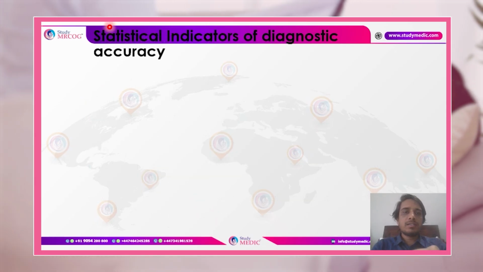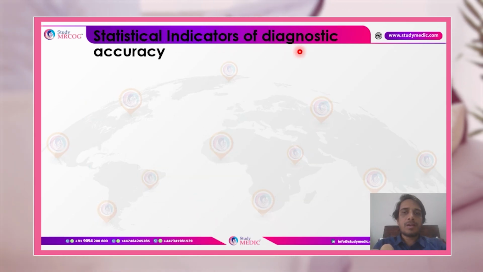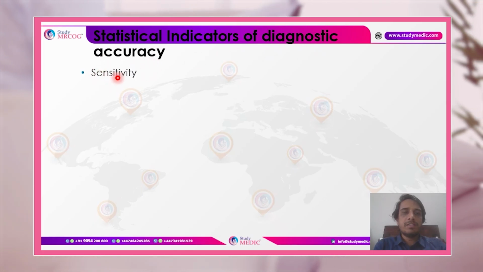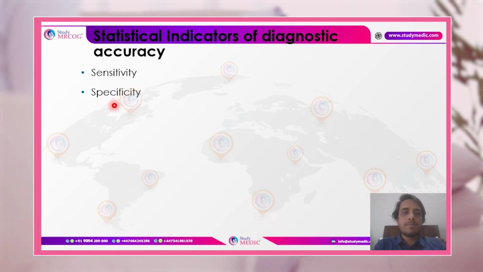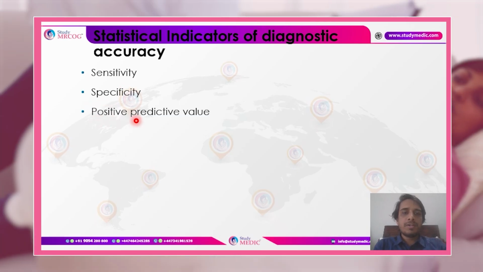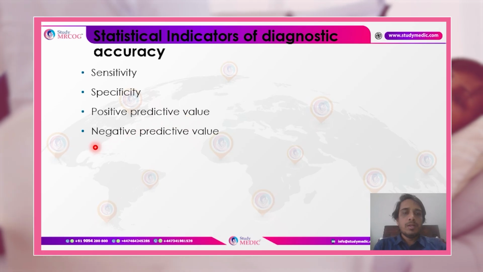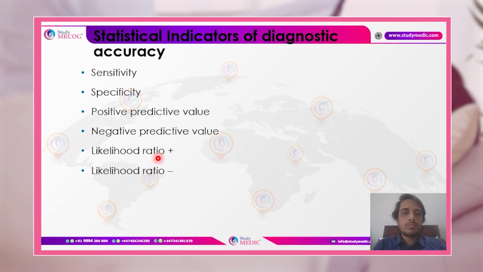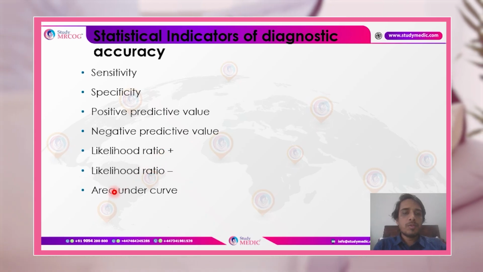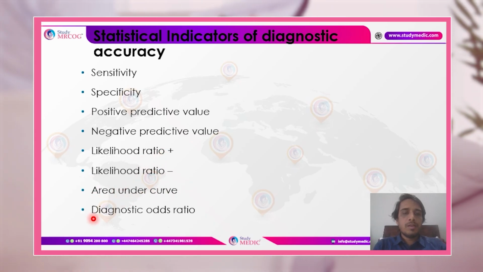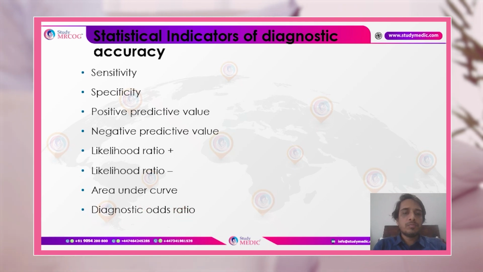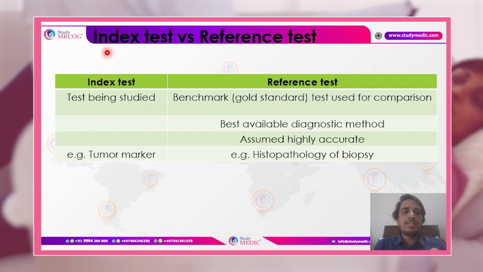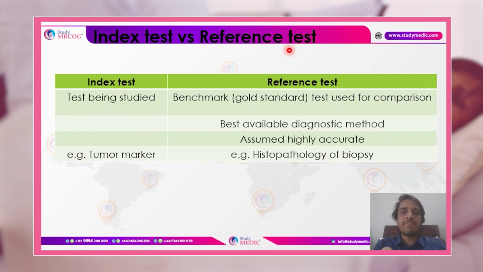Now, which are the statistical indicators of a diagnostic accuracy study? It is sensitivity, specificity, positive predictive value, negative predictive value, likelihood ratio, positive as well as negative, area under curve, and diagnostic odds ratio. All these are indicators.